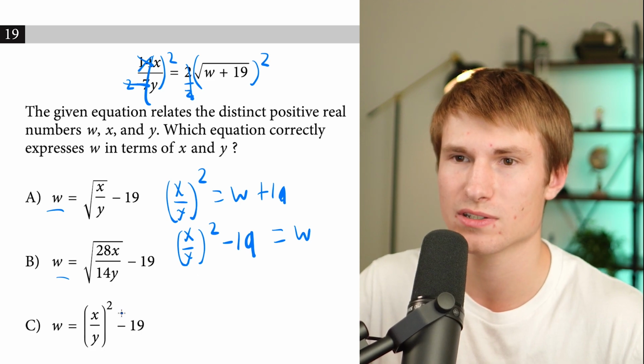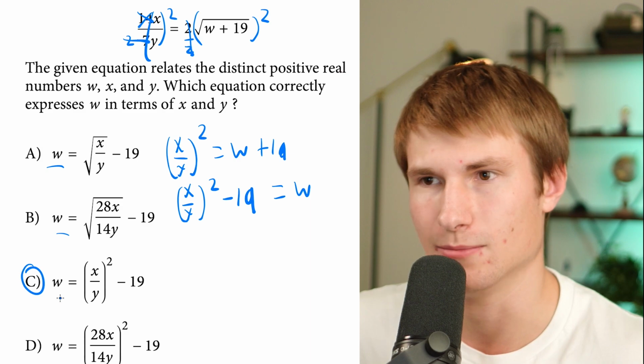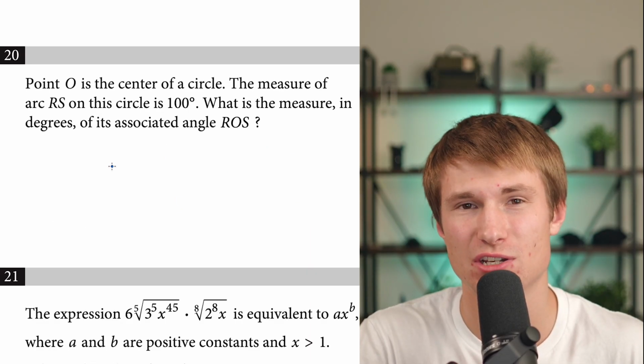If we look at our answer choices, we see that that's going to be answer choice C. So C will be our answer for question 19. Here's something really simple about circles that you need to know for the SAT.